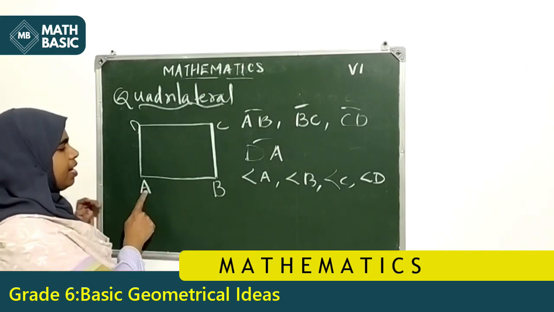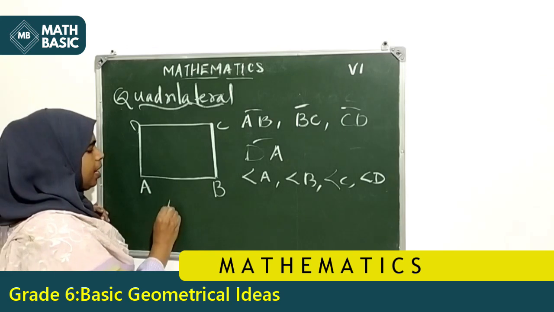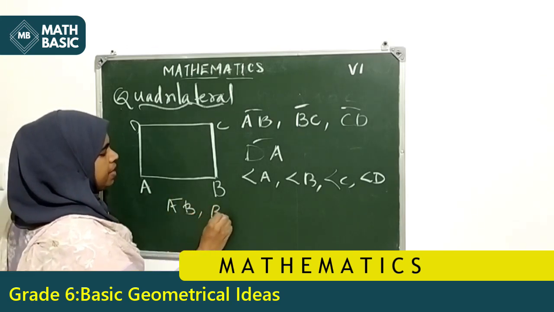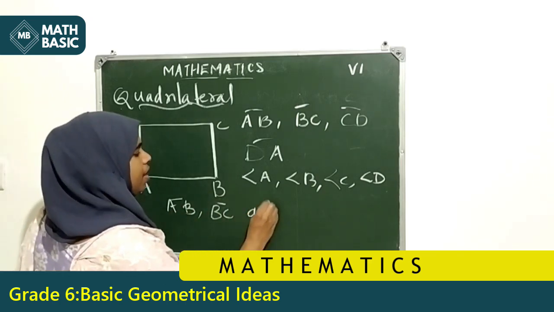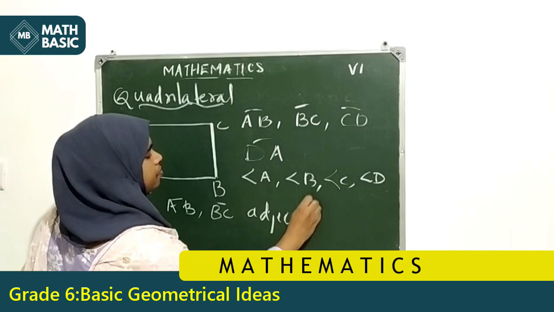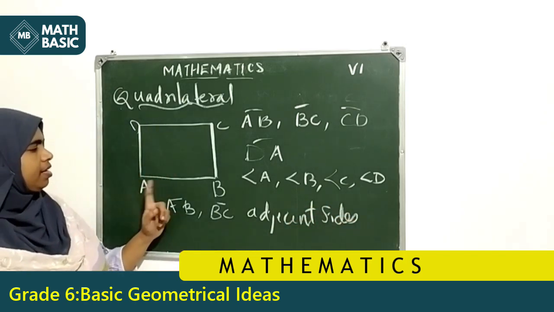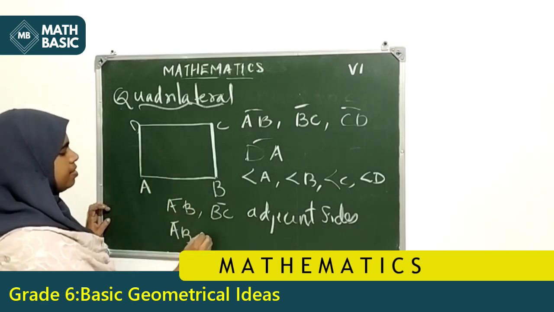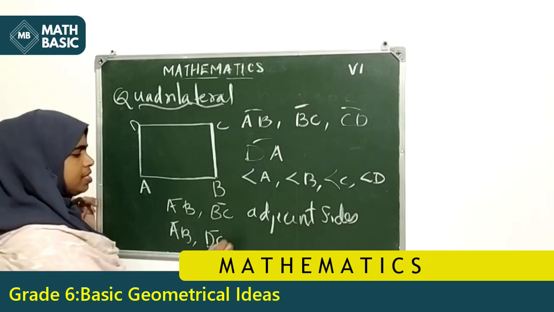Then side AB and side BC are adjacent sides. Then side AB and side DC are opposite sides.